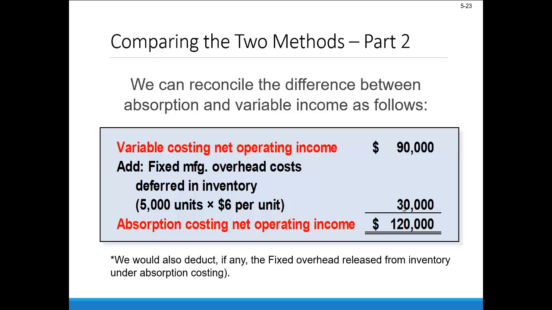It'll be expensed in a later period. So variable costing net income plus the fixed overhead cost deferred in inventory gets us to absorption costing net income. Now, as we'll see in a bit here, we would deduct, if anything, the fixed overhead costs released from inventory if sales were greater than production in a period to do this reconciliation. And we'll do that in just a minute here.